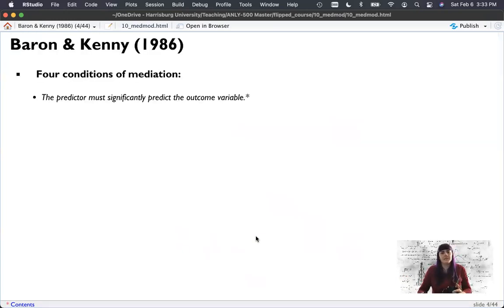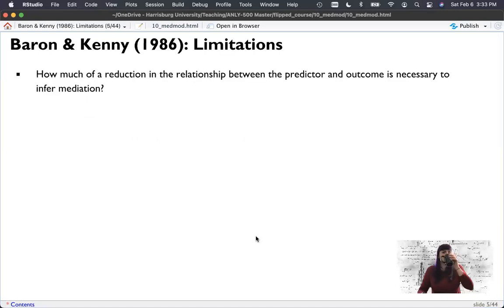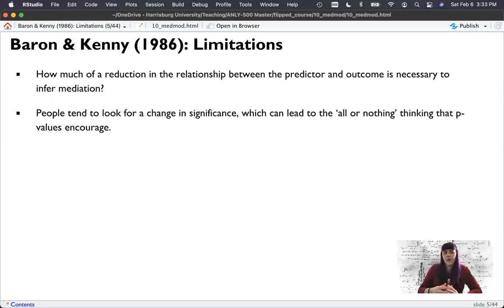Okay. All right. Now, the limitation of this is how much does that relationship have to change between C and C prime for you to say this is mediated? For a long time, what people relied on was that the first pathway, path C, would be significant, p less than 0.05, and the second version of it, C prime with the mediator, would not be significant. Okay, and this would be a fully mediated model.